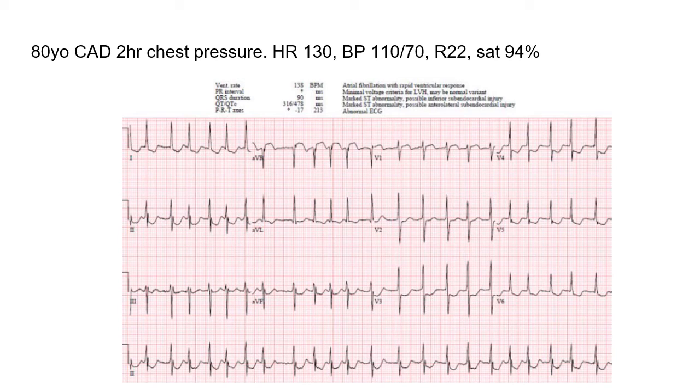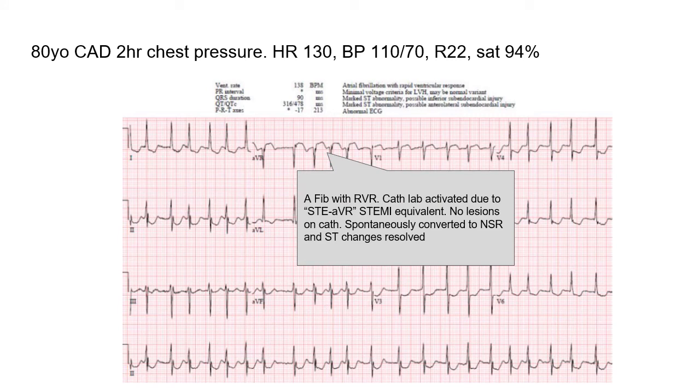And then what do we think about the ST changes? Yeah. And in a patient with coronary artery disease, it's concerning that maybe, hey, it's not a STEMI, but maybe they have a critical lesion or something. So it's AFib with RVR. The cath lab was activated in this patient due to the ST elevation in aVR, but there were no lesions on cath. So maybe this is just demand ischemia because he was going so fast. After he got converted to normal sinus rhythm, the ST changes resolved.